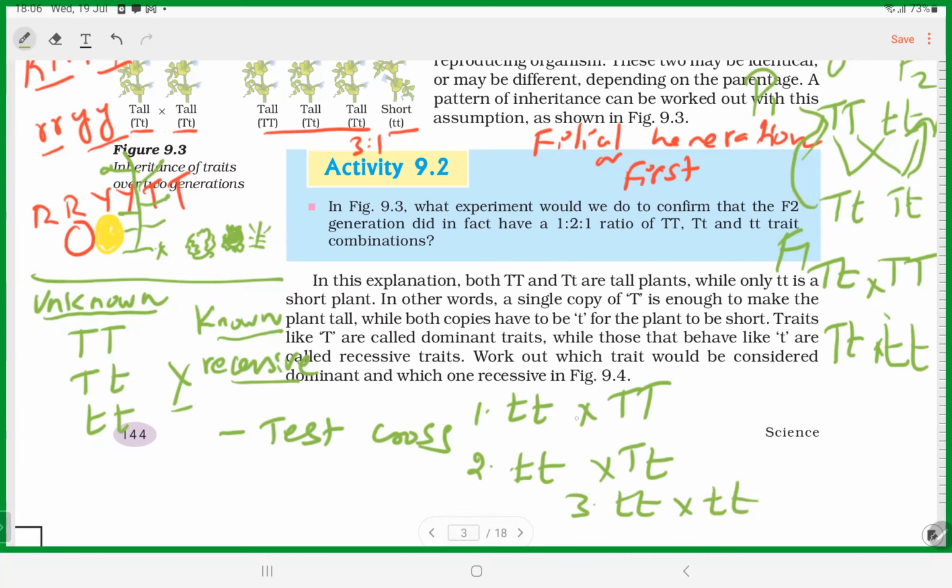See, test cross, tell me what it is. Can you define? Unknown, which is given, versus known recessive, not a dominant one. Known recessive. That is what? Known recessive. What is the character? How do you write? TT. So this is test cross. Okay. Please understand these things. What are the things you saw now? Monohybrid cross, dihybrid cross, trihybrid cross, back cross, test cross.